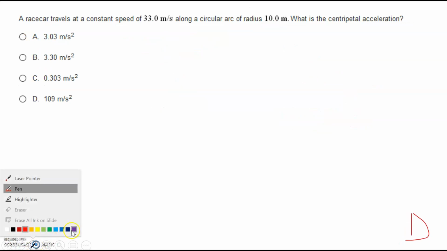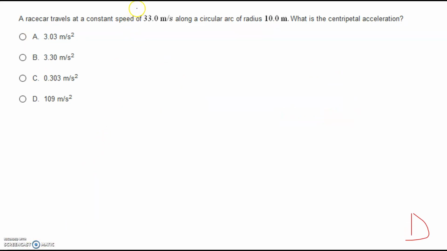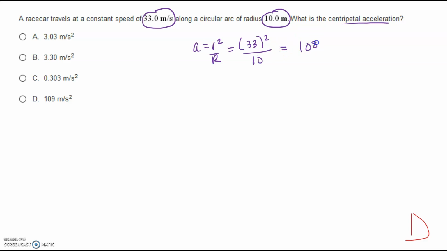Okay, I'm going to change colors here. Okay, so this one, a race car travels at constant speed of 33 meters per second along a circular arc of 10 meters. What is the acceleration? We're going to use our velocity is 33, our radius is 10. We get 108.9 meters per second squared, which is D.